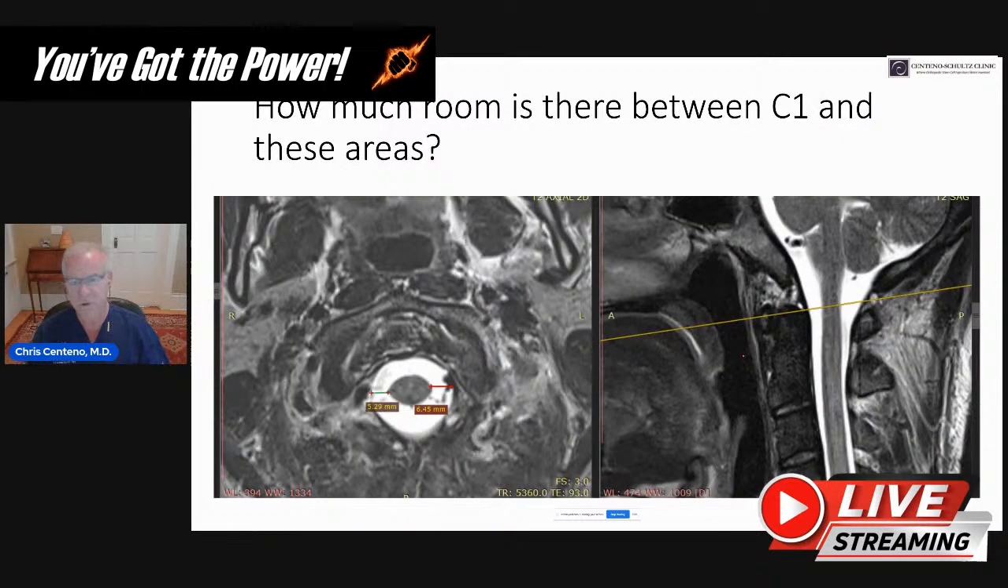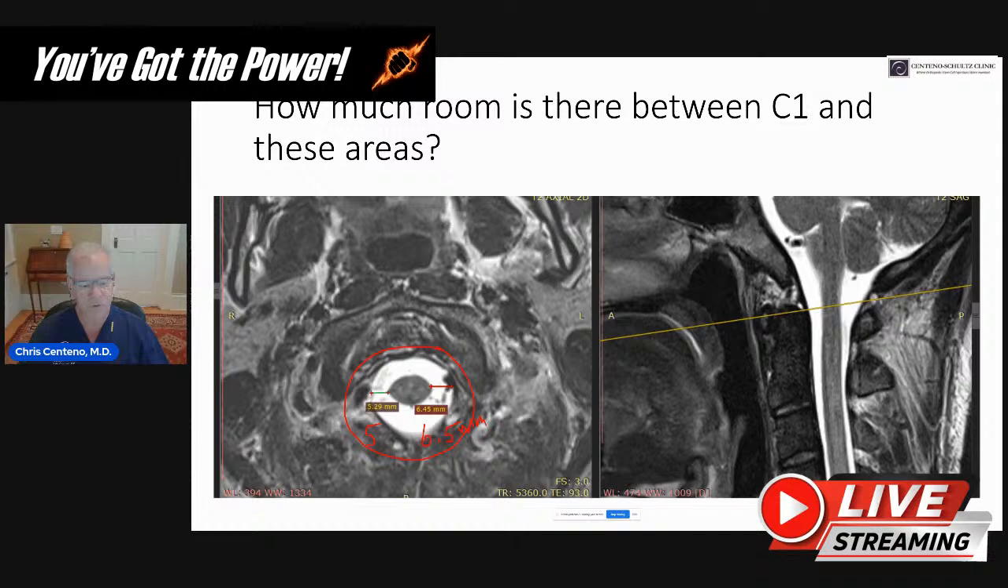Now, how much room does someone have in there? This is just a random MRI from one of my patients. Obviously, I'm not going to show the name here, but I wanted to see how much room is in there in the average John Q patient. Obviously, this would be more or less depending on the patient, but we've got about 5 millimeters on this side, and this particular patient has about 6.5 millimeters on that side.